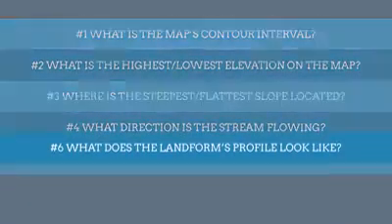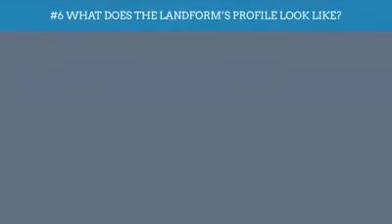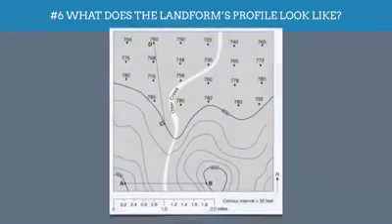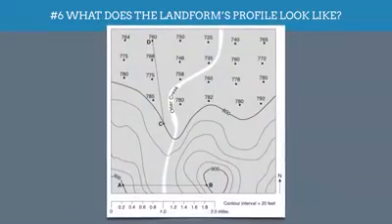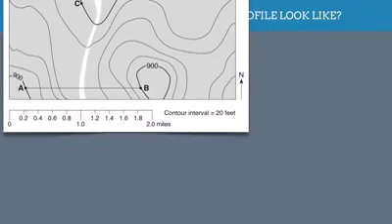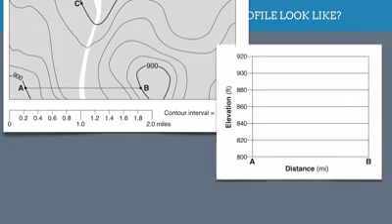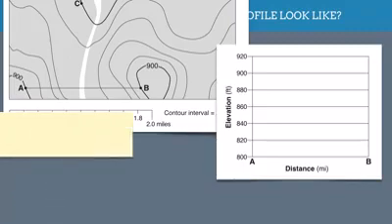Finally, what about a profile? A profile is simply a side view of a landscape, just like a profile photograph would be a side view of somebody's face. Let's say I wanted to draw a profile along line AB here, or figure out what this landscape looks like from the side. In order to do this, we're going to eventually use a little graph like this, which will generally be given to you. We also need a piece of scrap paper.